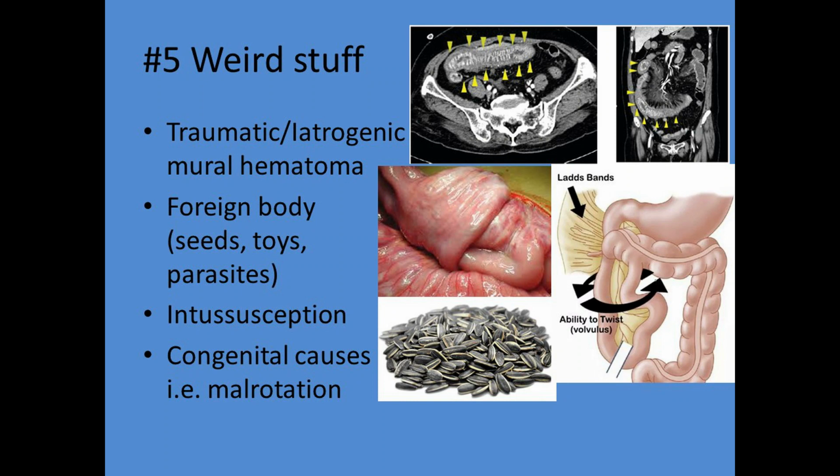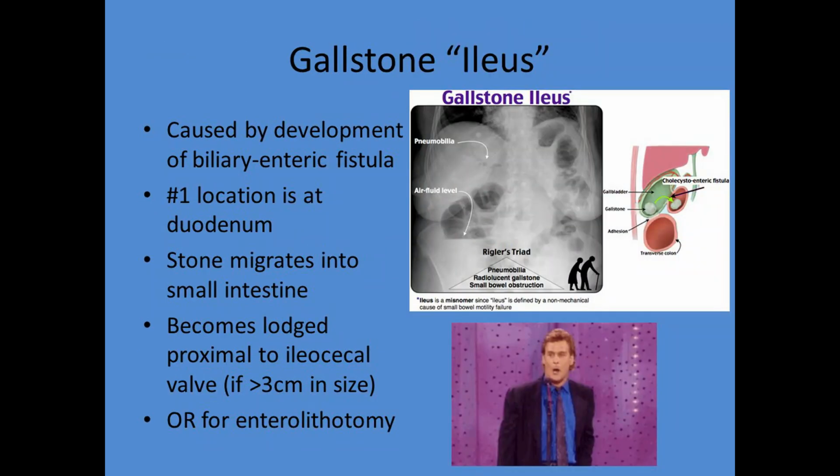A brief note on the rarest causes of small bowel obstruction: intramural hematoma, which can occur after trauma; foreign body, such as seeds, toys, or even parasites; intussusception, again mostly in children but can occasionally occur in adults; and certain congenital causes, such as malrotation, can all cause obstruction.